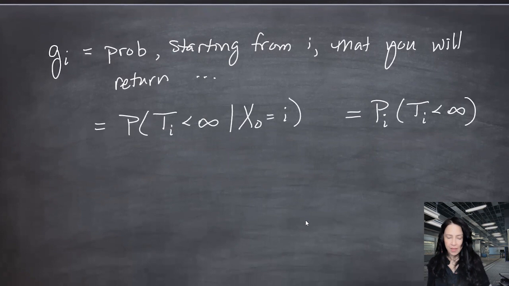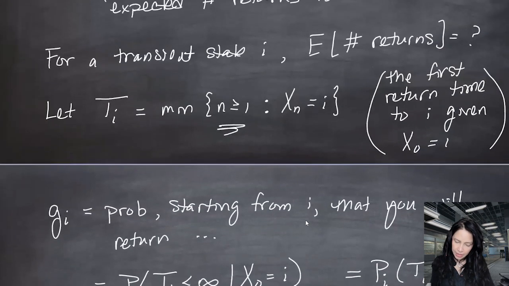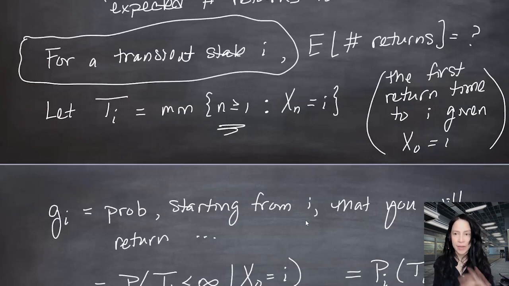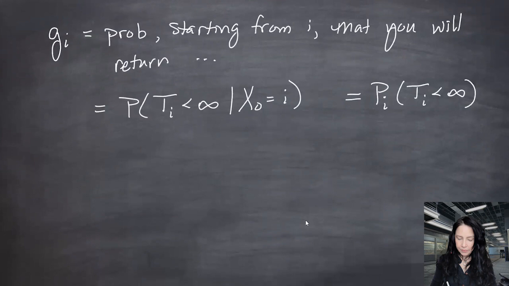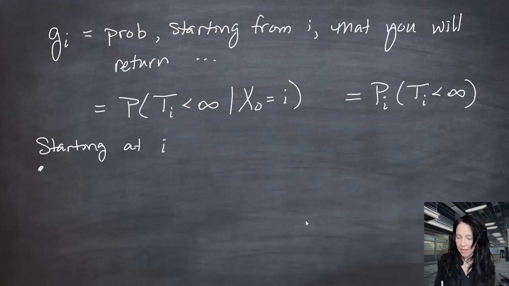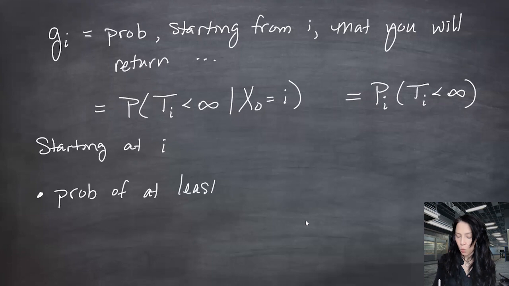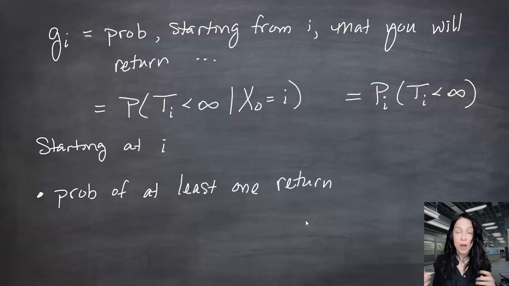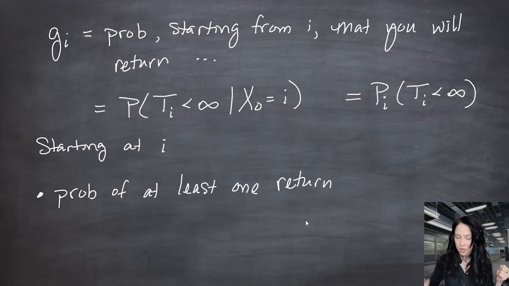Okay, so if I is transient, and that's what we're supposing, so I'm going off of this, we're talking about a transient I, then we can say that starting at I, actually what I'm about to say does not require it to be transient or recurrent. So the probability of at least one return, that is G sub I. The probability we will return is not saying anything about exactly once. That's actually the same thing. So the probability of at least one return is G sub I.